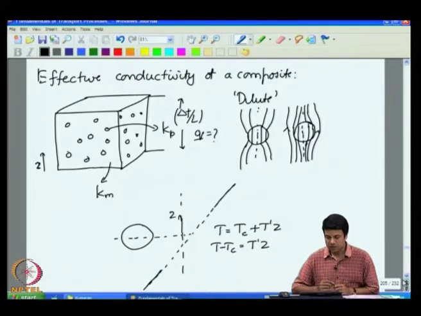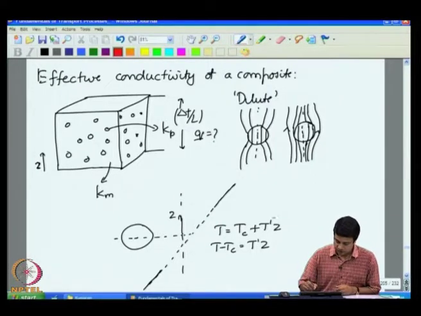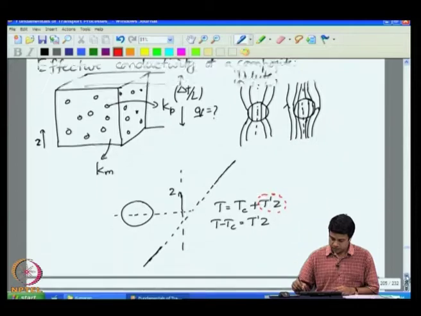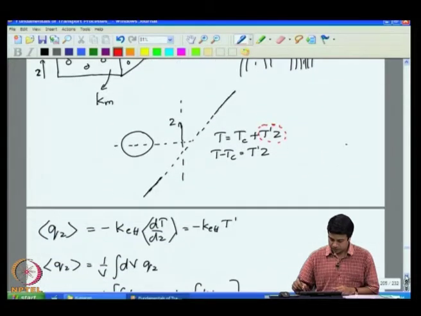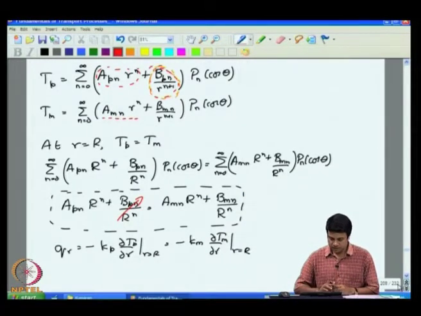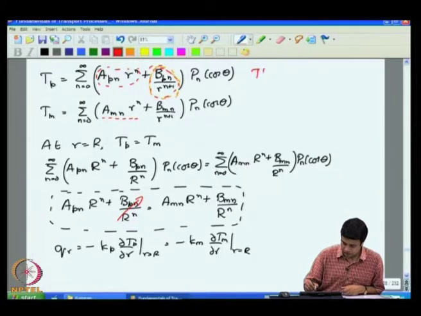So, one has to calculate what is the actual heat flux within a particle when it is placed in this linear temperature gradient. The temperature gradient has the form T prime. So, the temperature goes as T prime times Z far away. If the temperature goes as T prime times Z, that means that T prime times Z is equal to T prime times P1 of cos theta.